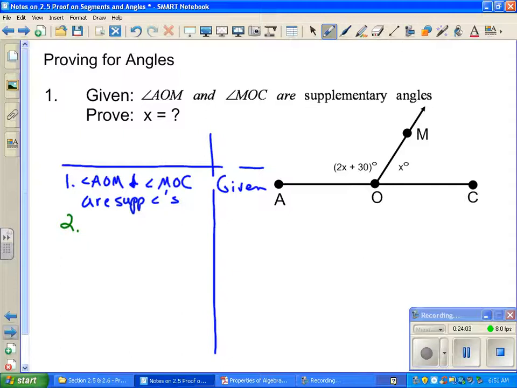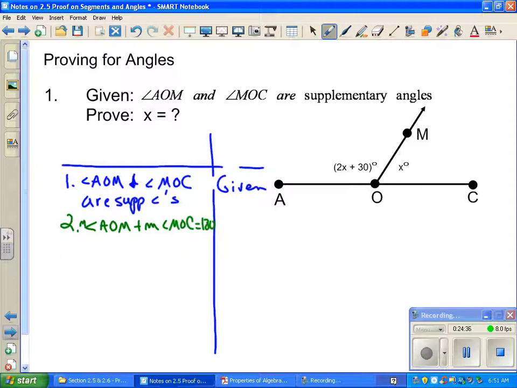Look at your picture. What does it mean if those 2 angles are side by side? Right, they're on a straight line. They make an actual 180 degrees. So the measure of angle AOM plus the measure of angle MOC is equal to 180. We know that because we've been doing that. We've added 2 angles together and get 180. We've added 2 angles together to get 90 for complementary. So we can set that statement up because the given told us it did.